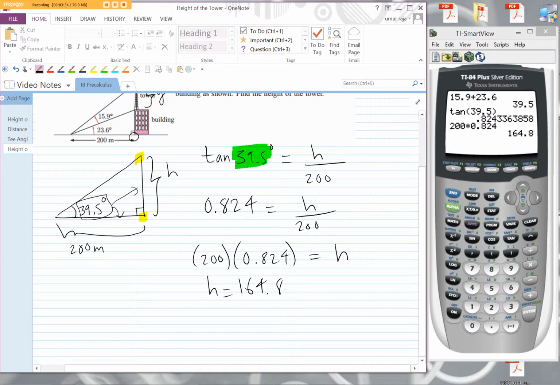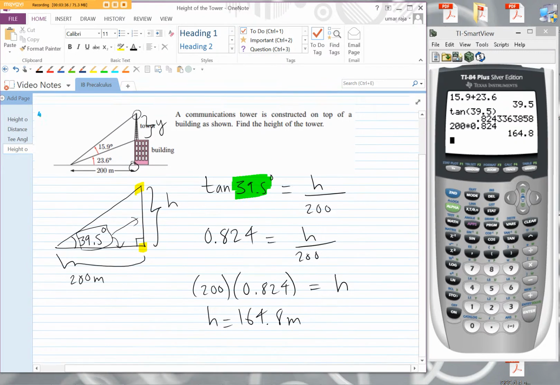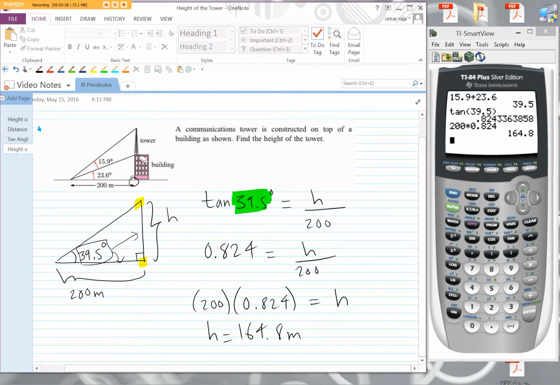But keep in mind, this is not the height that they were asking for. This is the overall height. Let me go back to the original problem that was given. This is the height that we actually just solved for, which is equal to 164.8 meters. But since we're asked to solve for the height of the tower, we're going to need to subtract whatever this comes out to.